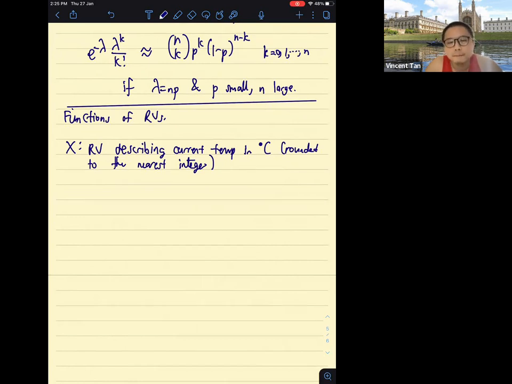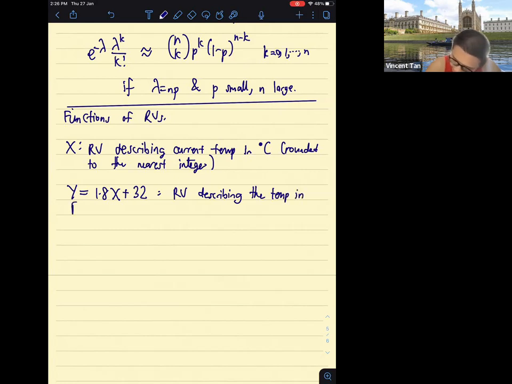Now, oftentimes, you may not just be satisfied with temperature in degrees Celsius. This book that we read is actually the book used by MIT. So they are in the US. They don't talk about degrees Celsius, they talk about Fahrenheit. So you could consider transforming this random variable to a Fahrenheit system. So Y is a new random variable describing the same thing, the temperature in Fahrenheit. Now, in order to transform your temperature from degrees Celsius to Fahrenheit, you use this formula. You can find it on Wikipedia.